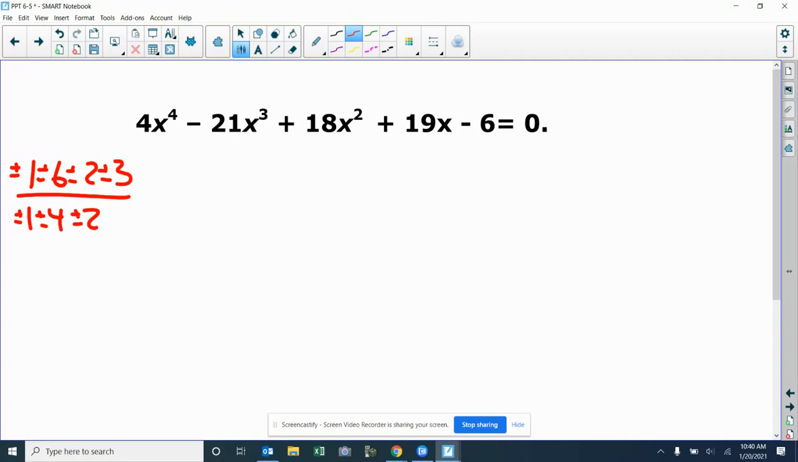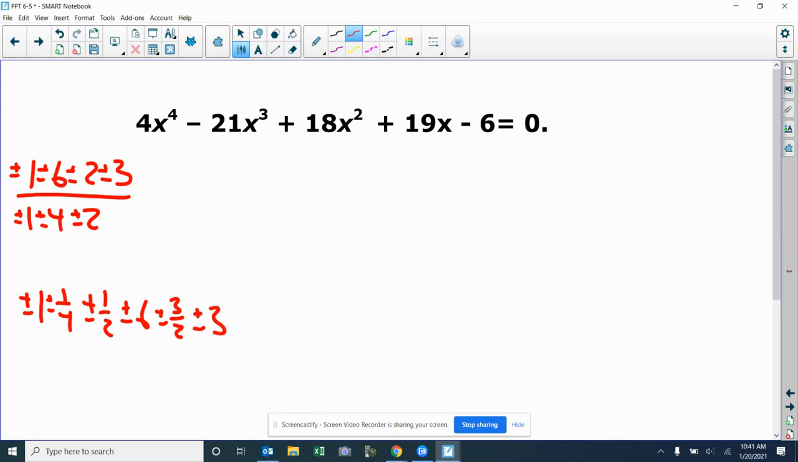As soon as someone gets a graph in there and gives me an idea, I'll go ahead and list the possibilities down here. 1 over 1, plus or minus 1. 1/4 is a possibility. 1/2 is a possibility. 6 is a possibility. 6 over 4, we'll simplify that to 3 over 2, is a possibility. 6 over 2 would be 3, is a possibility.